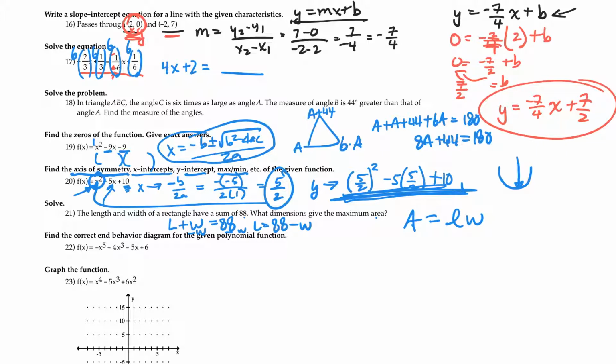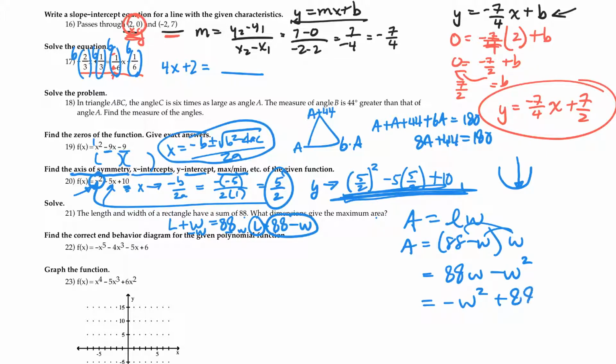So wherever I see an L, I can replace it with that. So over here, area is equal to 88 minus W times W. If you distribute that through, you'll get 88W minus W squared. Okay, and then I'd rewrite it so it's in the proper form. And then for this one, to find a maximum area, I want to find the vertex of this. And to find the vertex of this, I do the same thing that I was doing right up there, to find the x value and the y value.